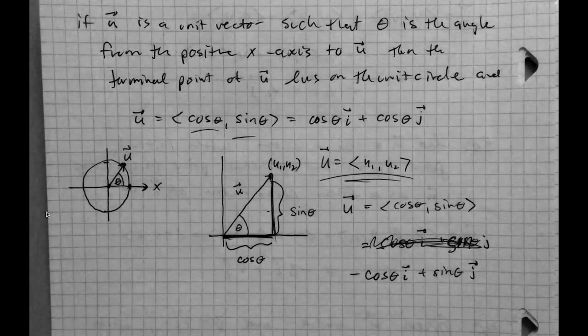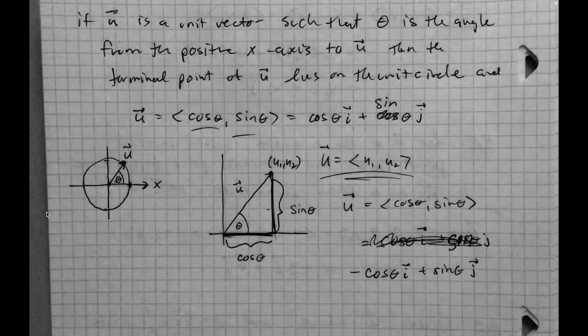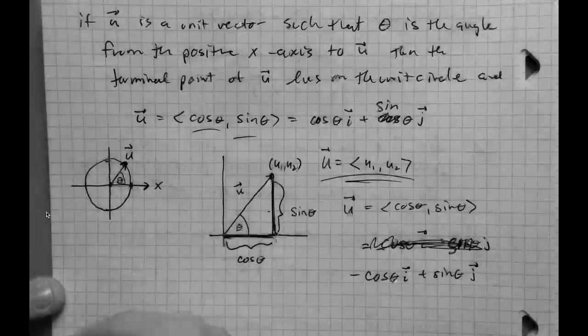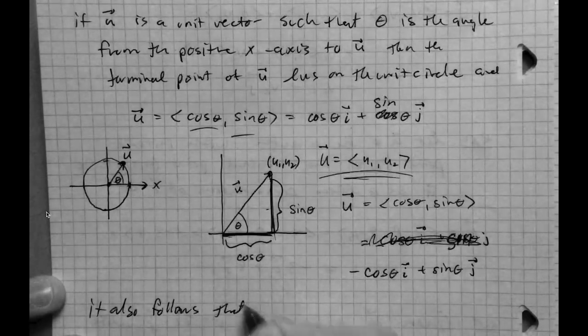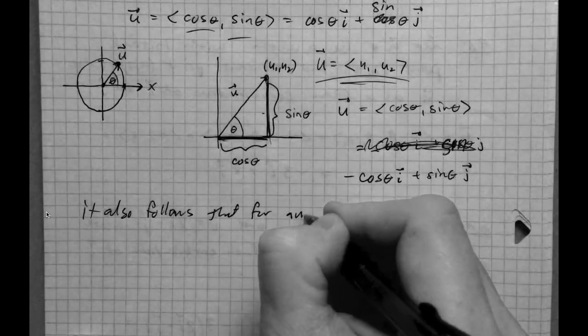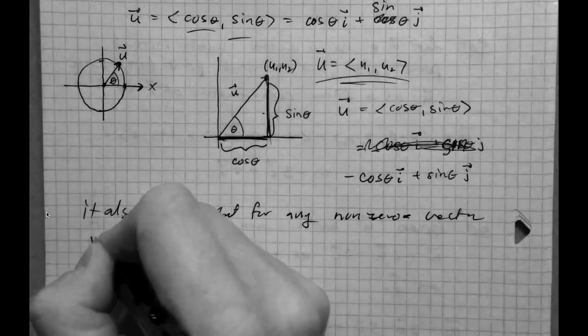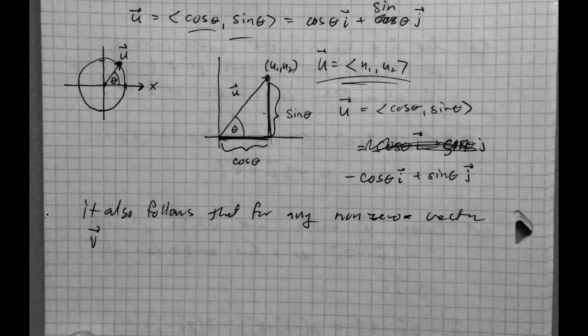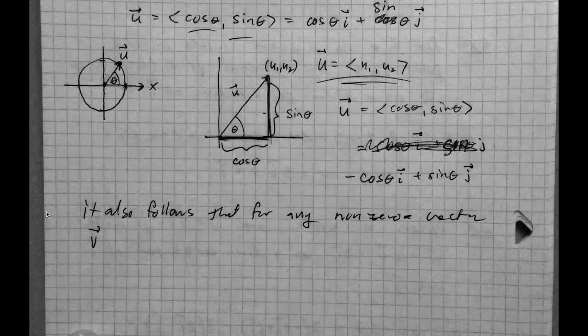Okay, that should be a sine. Sorry about that. Cos theta I plus sine theta j. Okay, now it also follows that for any non-zero vector v making an angle theta with the positive x-axis, it has the same direction as u.